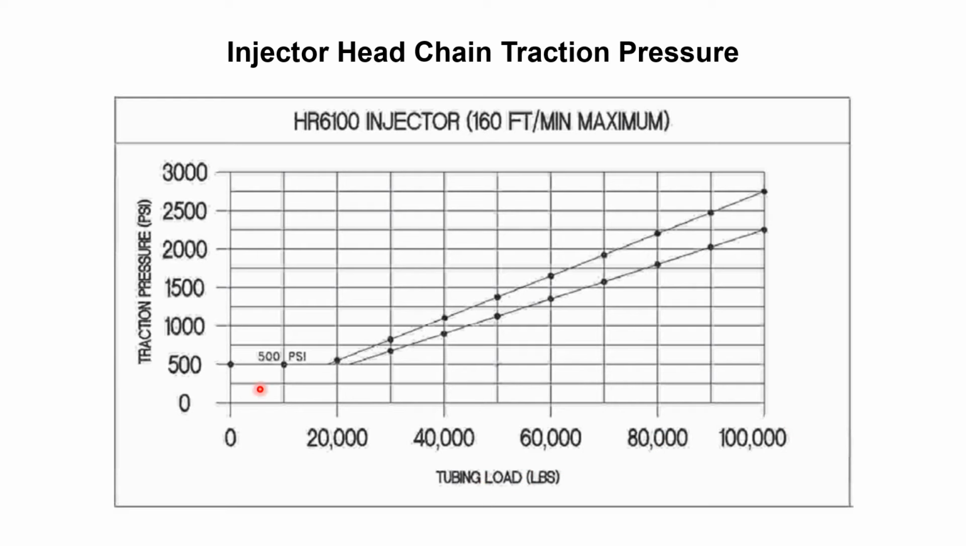The traction pressure will be adjusted depending upon the tubing load, and the tubing load will depend upon the well conditions, the coil tubing pipe we are using, and the depth of the well. With an increase in depth, definitely the tubing load will increase. Now how to use this chart, let's discuss.